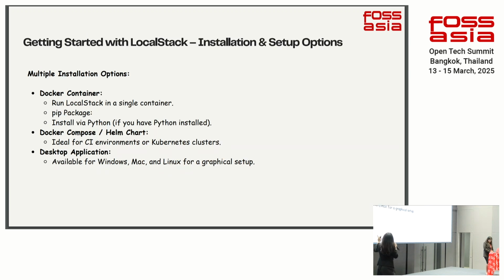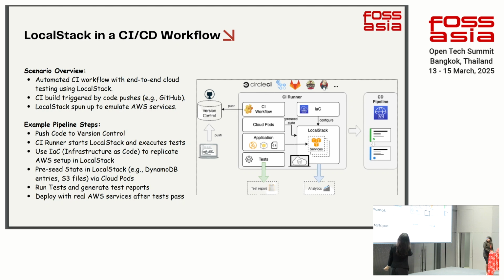Then these are the multiple options with which you can install LocalStack on your machine. One is the Docker container, second is Docker Compose, and third is the GUI based Docker Desktop application. It supports all three: Mac, Windows and Linux.